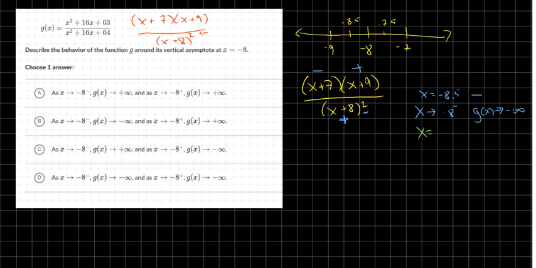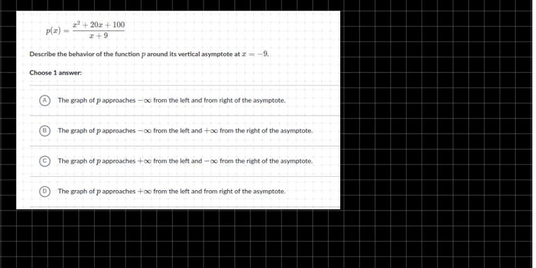Now if x is equal to negative 7.5, then let's see what happens. Plus 7 is still going to be negative. This is still going to be positive. And our x plus 8 is going to be positive, but it's squared, so it's still going to be positive. So everything is going to be the same, really. So my g of x is going to approach negative infinity. All right, so we approach negative infinity both times. Okay, let's take a look at the last one.